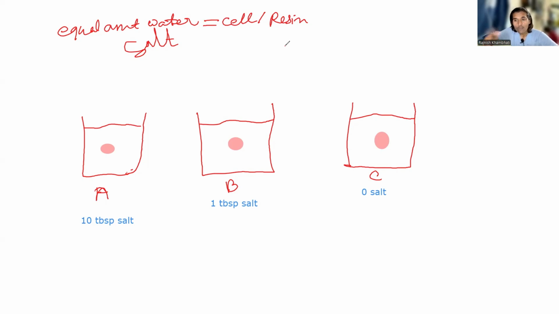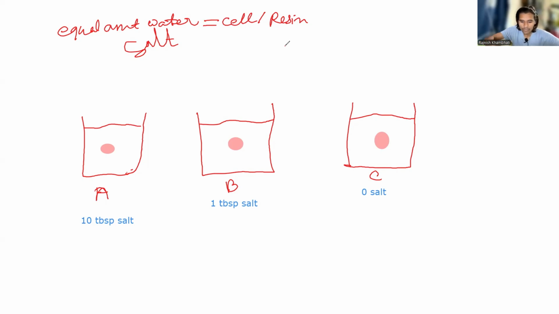So what we are doing is changing the outside water, because we have to do the experiment of osmosis, where there will be high water on one side and low water on the other. That means one side has higher concentration and one side has lower concentration. And so we are adding 10 tablespoons of salt. Now let's jump onto A.